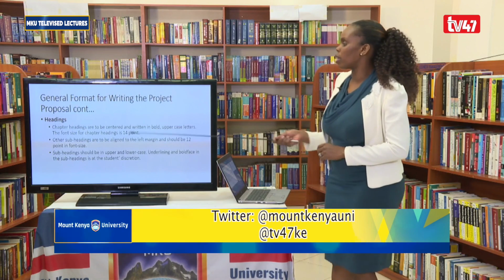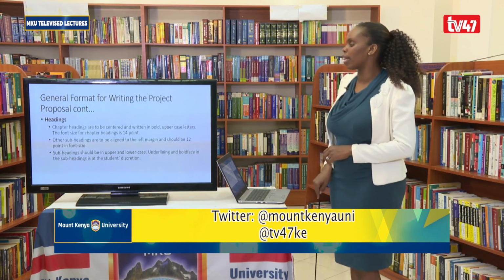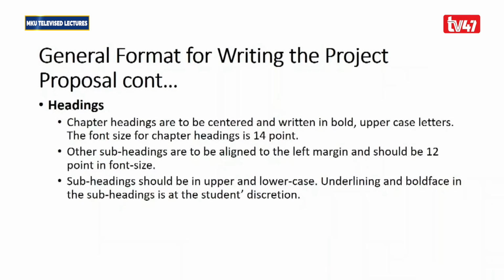Then chapter headings are to be centered and written in bold. So all chapter headings, chapter 1, chapter 2, chapter 3, as you've seen, should be in the center and written in bold and uppercase letters. So you should have it in the center, in bold, and in uppercase. Those are for chapter 1, chapter 2, and chapter 3. Then, as you've seen, the font size for the chapter headings should be 14 points.